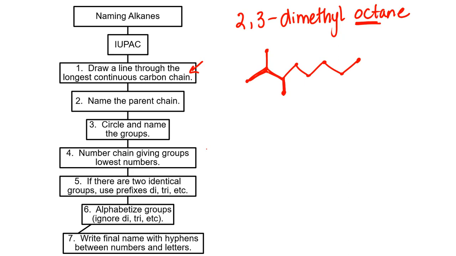When I'm the one responsible for drawing them, I always draw my main chain just straight across for my longest carbon chain, and then I always put my groups left to right just because that's easiest for me. I might as well lay it out in a way that's easy for me.